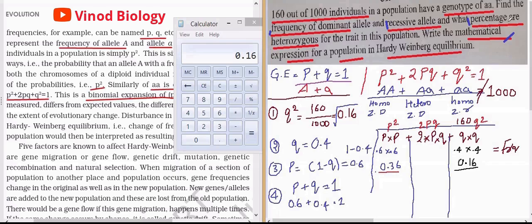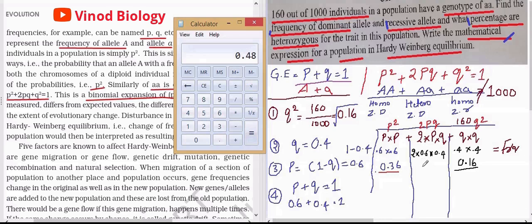Completed. Now the percentage of heterozygous. The next question he asked about frequency, and he asked about percentage. I'll explain the percentage, but first complete this also. This is homozygous dominant. Heterozygous, what is it? 2 into 0.6 into 0.4. Don't combine them: 0.6 plus 0.4 is 1, and 2 into 1 is 2, that's wrong. So 2 into 0.6 into 0.4 is 0.48.